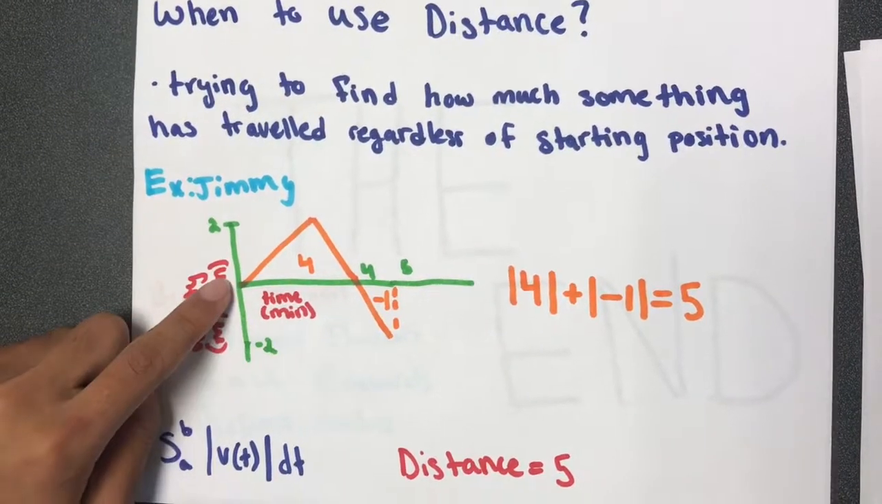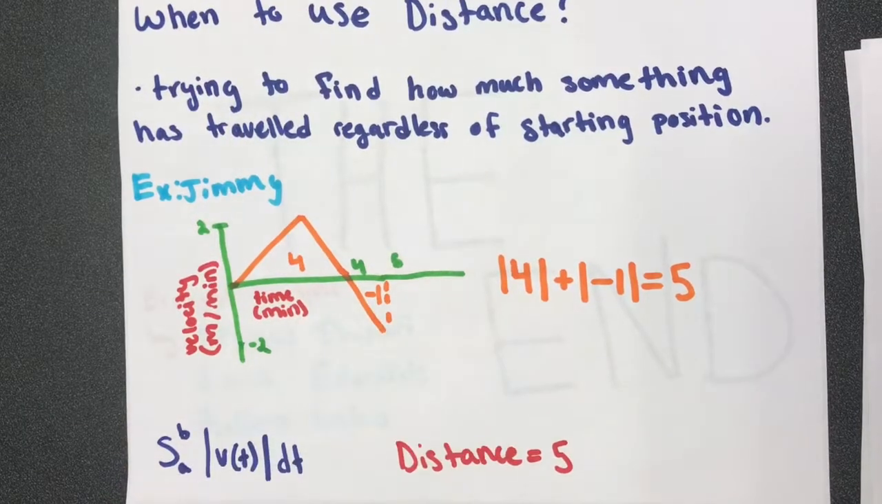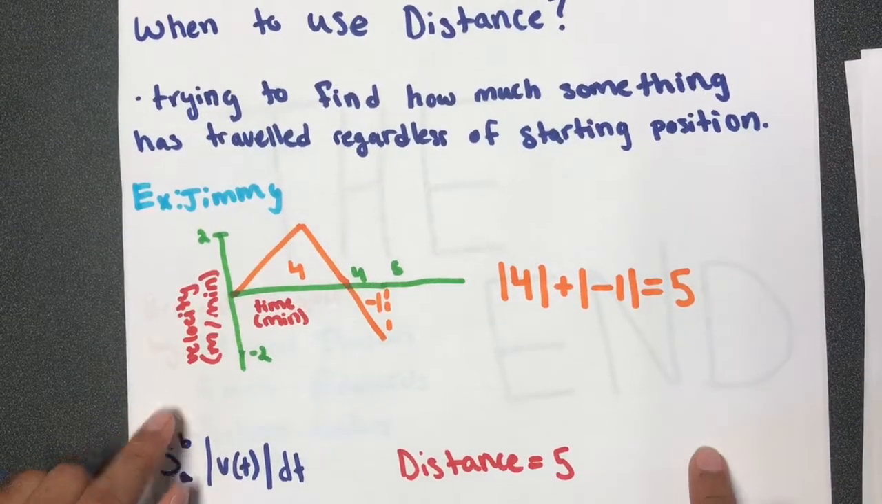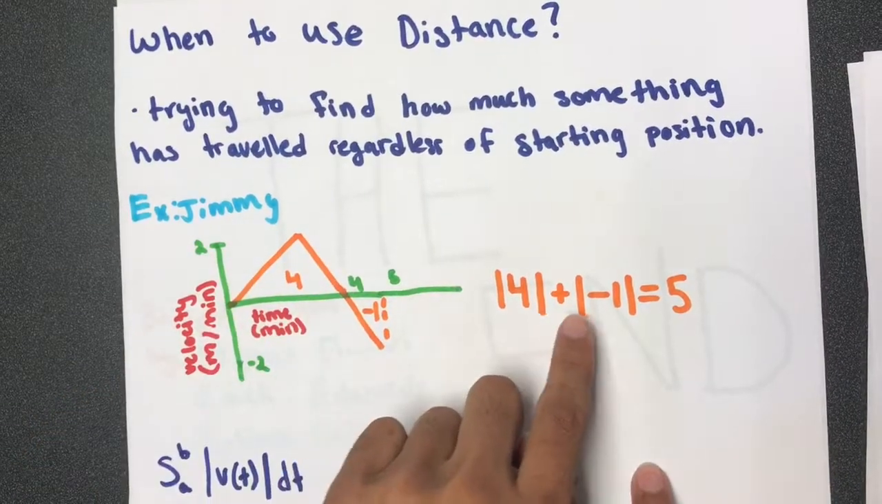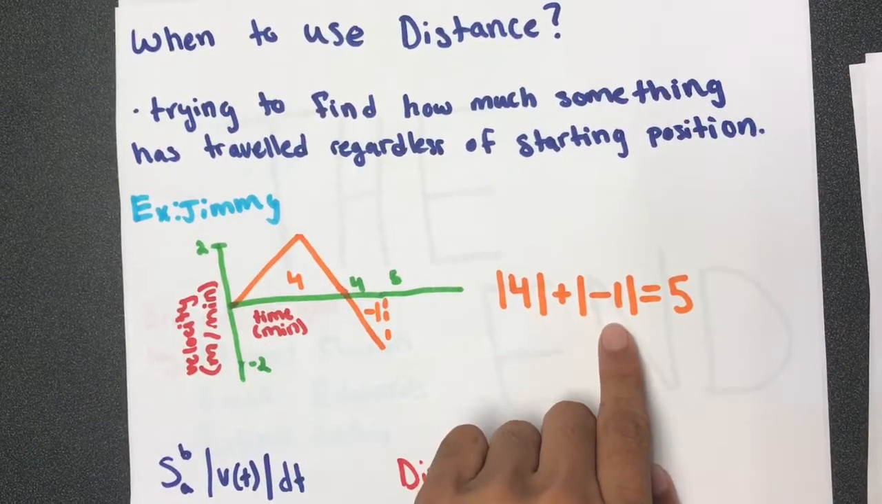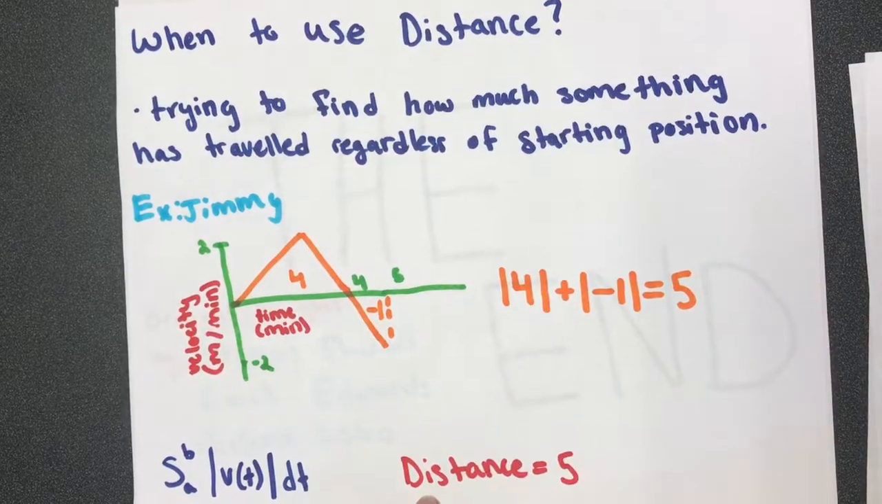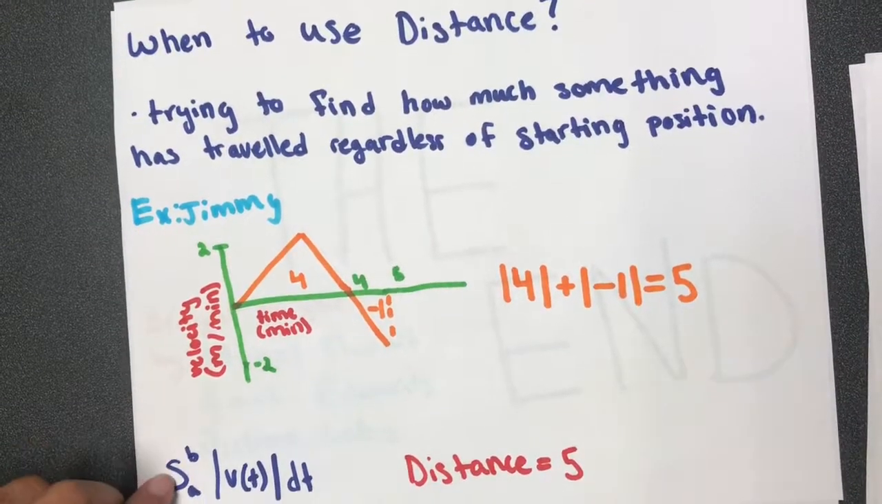Our A is 0 and our B is 5. And so, when we take the absolute value of both triangles, we get 4 plus the absolute value of -1, which is 5. So the distance equals 5 meters.